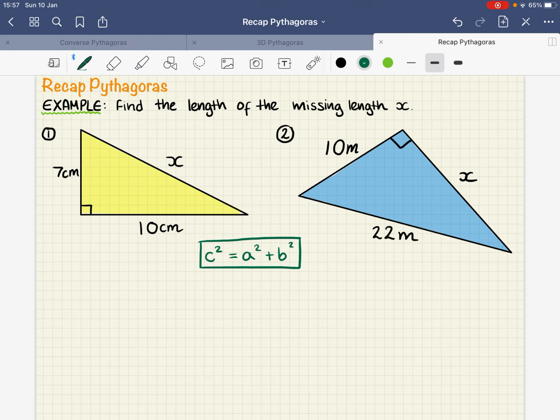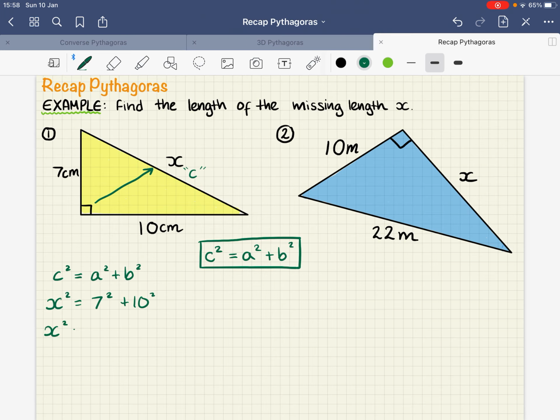So let's jump straight in. So question 1, I want to find the length of x. Because x is opposite my right angle, that means that is my hypotenuse. That is my c. So I'm going to be using my formula of c squared equals a squared plus b squared, and I'm going to change it all in. So c squared is now going to be x squared equals 7 squared plus 10 squared. A and b, doesn't matter what way round it is, doesn't make a difference.